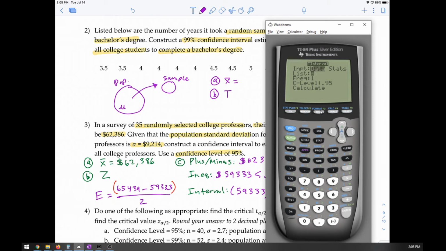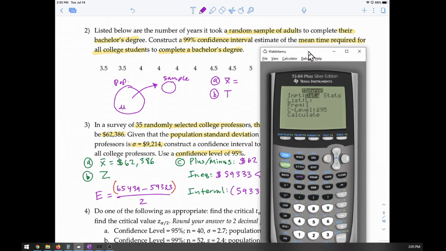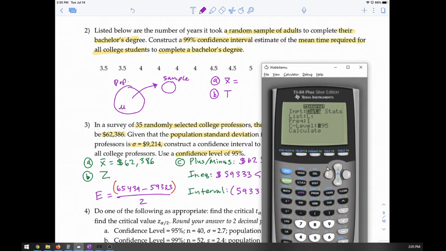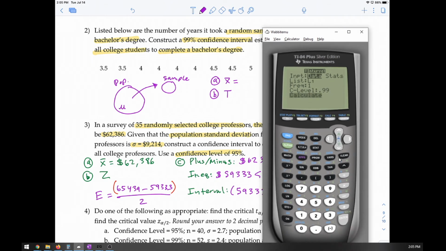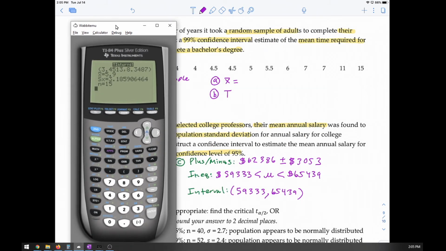That's good, right? Let's just say that there wasn't a list there. To access L1, you would just press second 1. Frequency, we're going to leave as 1. Confidence level, we have to change if it's different. Here, the confidence level is 99%, so we type .99 there, then go down and calculate. Okay, so we have several things. The first thing, for question A, it wants the x bar. That's 5.9 years in this case. 5.9 years is the average for the sample for graduating from college with their bachelor's.